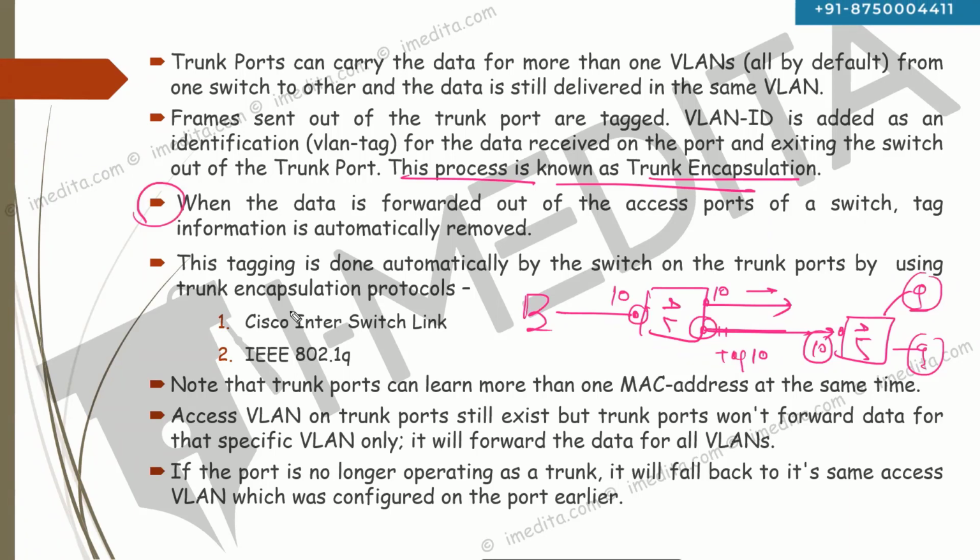And also remember, when the data is forwarded out of the access port, that tag information is automatically removed. Tagging is always done on the trunk link. Tagging is not done on the access ports.